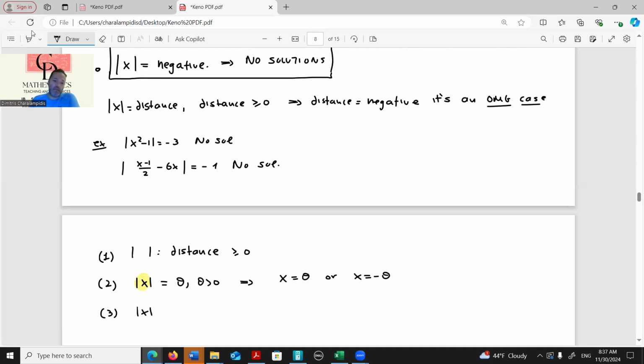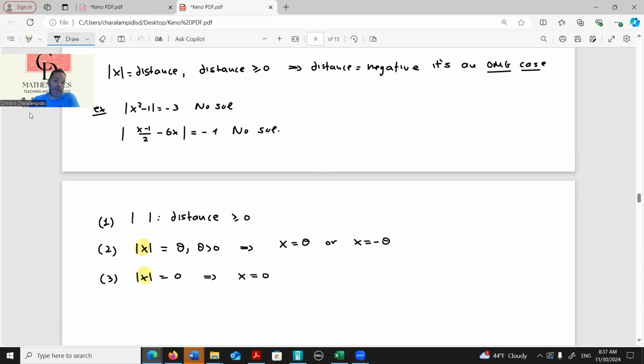Absolute value of x equals 0. You take that expression inside and you make it equal to 0. Finally, absolute value of x equals something negative. No way, no solutions. That will be all for now.